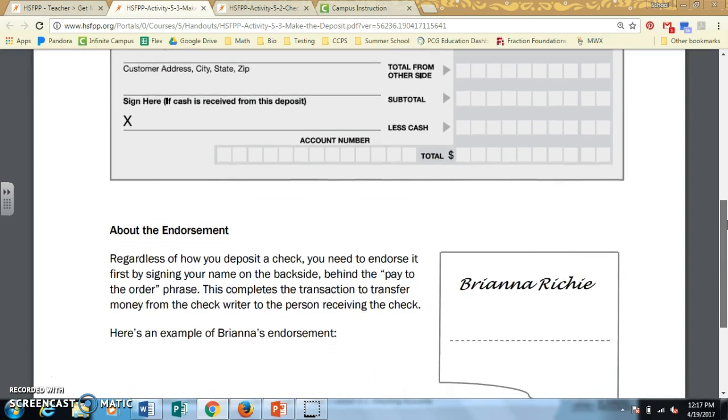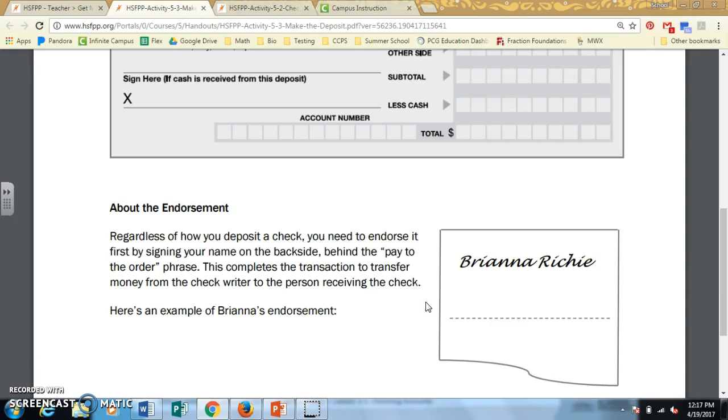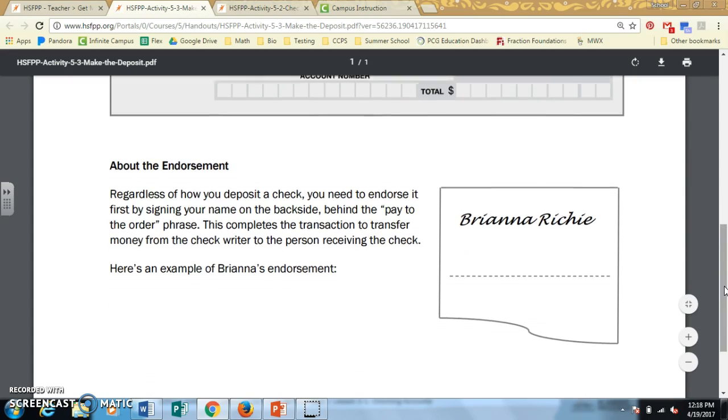About the endorsement, regardless of how you deposit a check, you have to endorse it first, which means sign your name on the back side behind the pay to the order of phrase. So this completes the transaction to transfer the money from the check writer to the person receiving. So if you're writing a check, you sign the front of the check, and if you're receiving money from a check, you would sign your name on the back. So here is Brianna's endorsement. If she were to flip over the check that she received, you'd see her name back there.